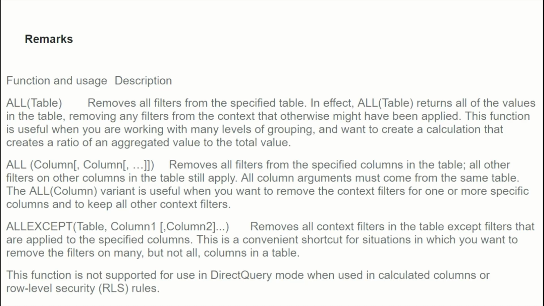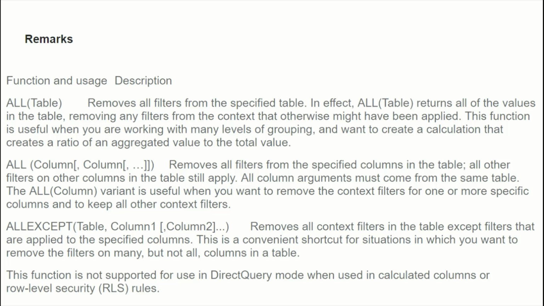ALL with a table removes all filters from the specified table. ALL table returns all of the values in the table, removing any filters from the context that otherwise might have been applied. This function is useful when you are working with many levels of grouping. The second variant removes all filters from the specified columns in the table. All other filters on other columns in the table still apply.